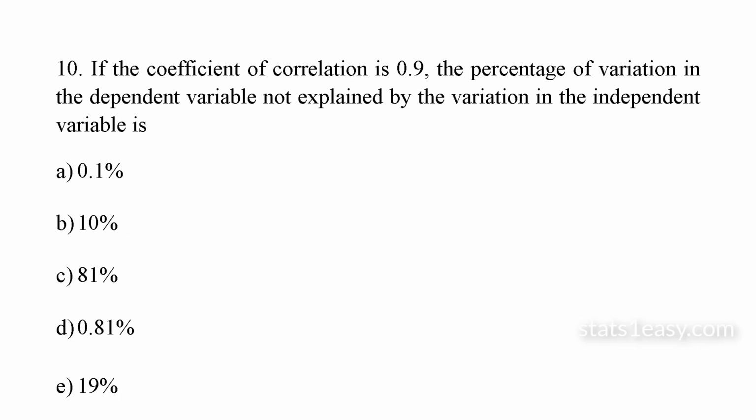If the correlation is 0.9, the percentage of variation in the dependent variable not explained by the variation in the independent variable is. So first we need to know what that definition is: the percentage of the variation in the dependent variable not explained by the independent variable. The percent of variation explained is r squared, but the question is asking for the percent of variation not explained. So 1 minus r squared is what we need here.